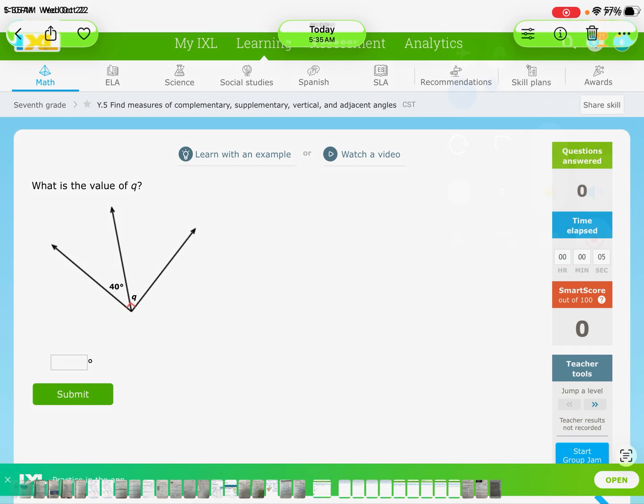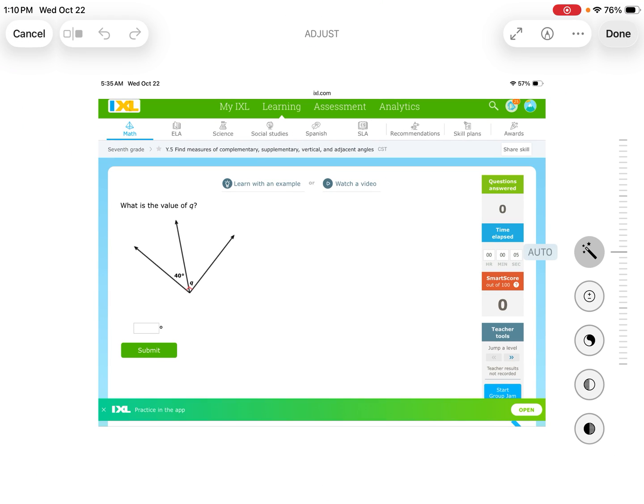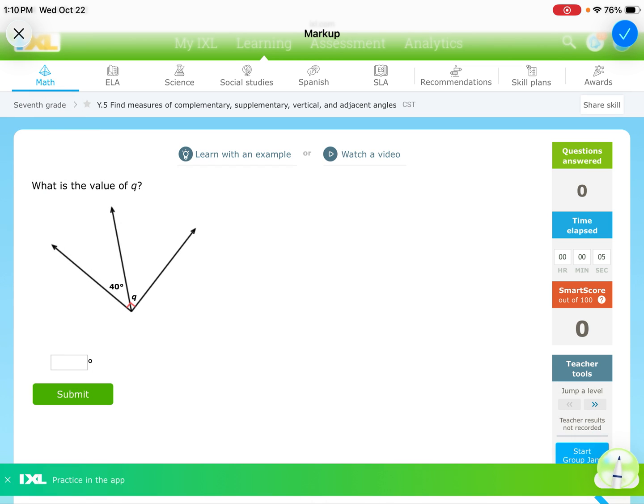Okay, so for this one, for example, it says, what is the value of Q? These are the examples from your Y5. Well, the first thing you are going to do on your graph paper, remember, my name is Mrs. Lewis, and we always write our work for math. So you're going to get your graph paper after you do the heading and all those things.